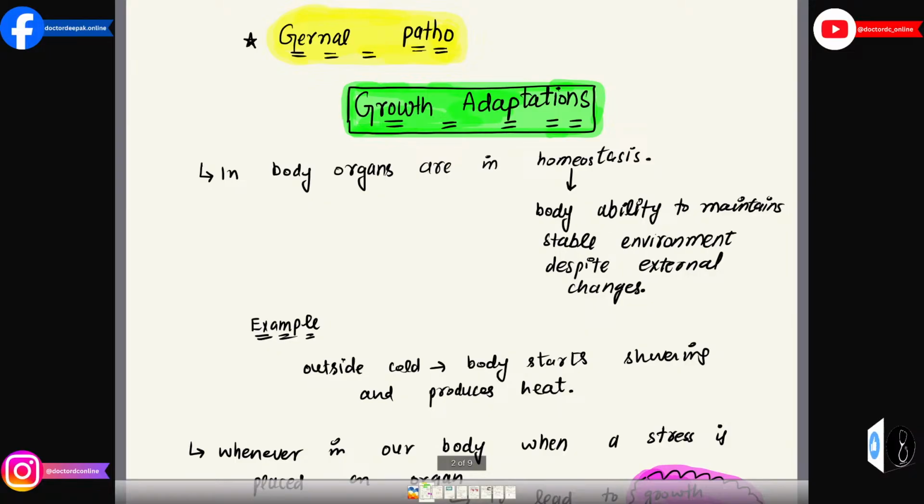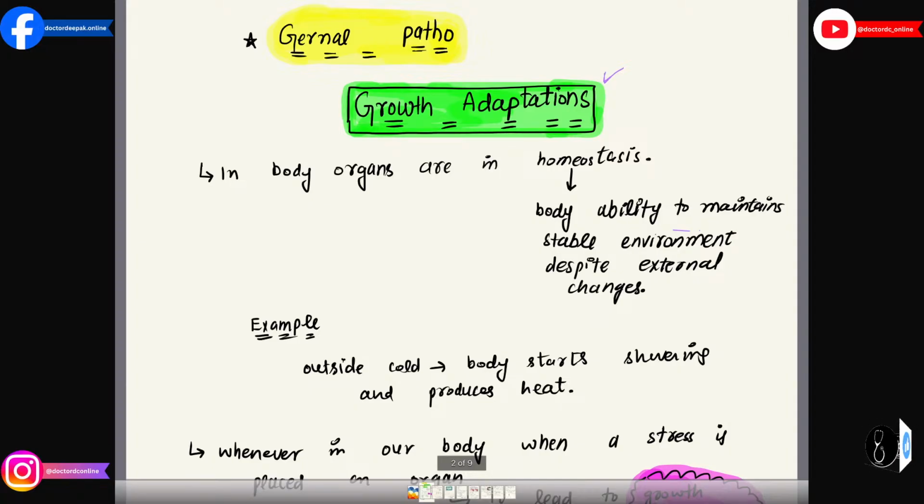Okay, so let's start. Today we are going to start our first topic in general pathology. In general pathology, today we are going to discuss our first topic, that is growth adaptations. Before we directly start this topic, we have to first understand the basic principles.